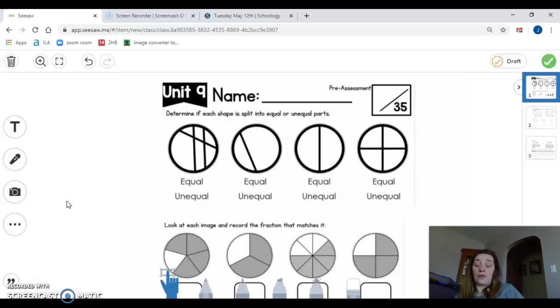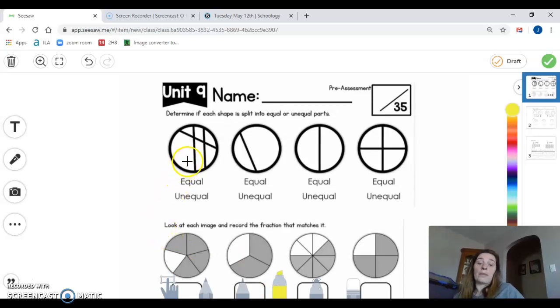Today we're going to review for our Unit 9 post-assessment, and I'm going to use the pre-assessment just so you guys can see what it looks like, because the post-assessment will be very similar. It will just have different pictures and different things for you to do. On this top part, it goes clear back to the very beginning, where we had to determine if they were equal or unequal parts. So all you have to do is circle equal or unequal for each one of these up here at the top. That's pretty easy, right?